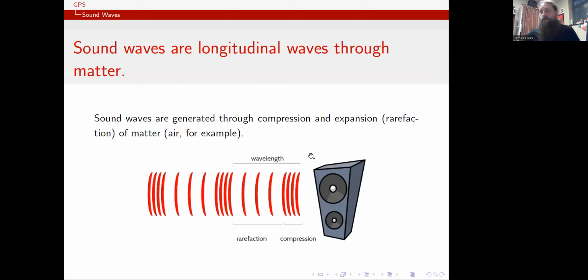Okay, so let's talk about sound waves. The way that I generate sound waves is by compressing and expanding air. The way a speaker might do it is by pushing the speaker cone forward to compress the air in front of it. And then when the cone moves backward, it lets the air kind of expand, and it does that very, very fast, and that makes a sound.